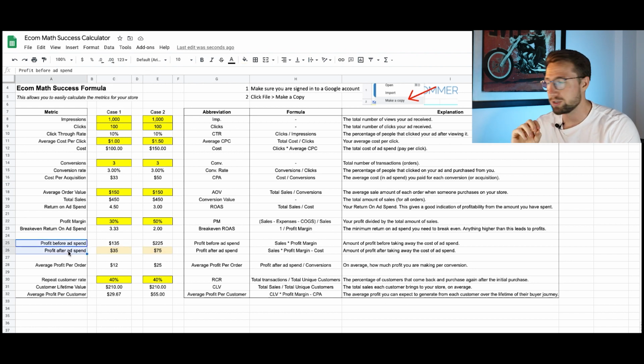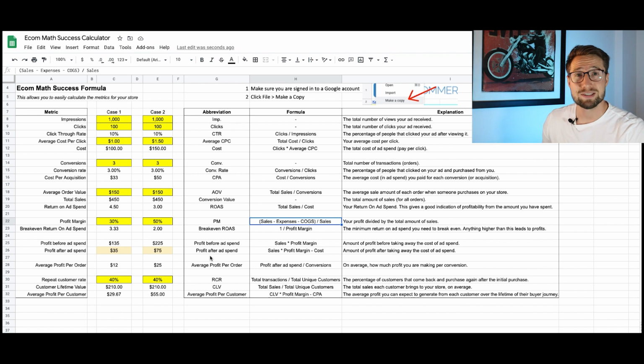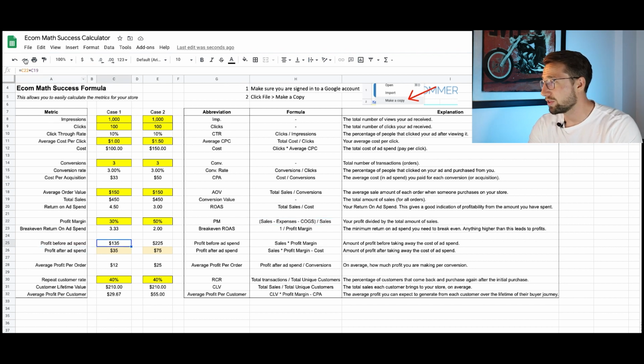So we've got two different rows here that explain the profits. Because I put in here profit before ad spend. This is your sales minus expenses, minus your cost of products with the supplier before you take away ad spend. And then this one here, we just take away ad spend on top of that. So you can see here, 135.